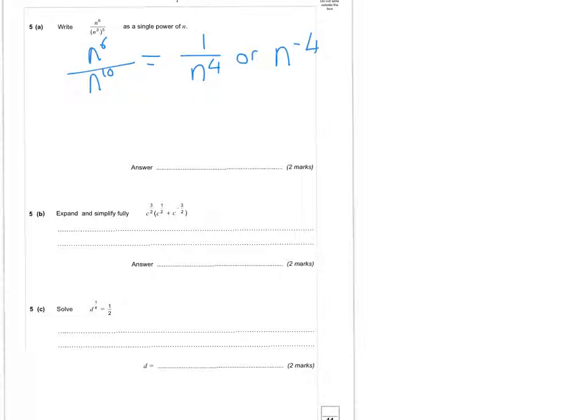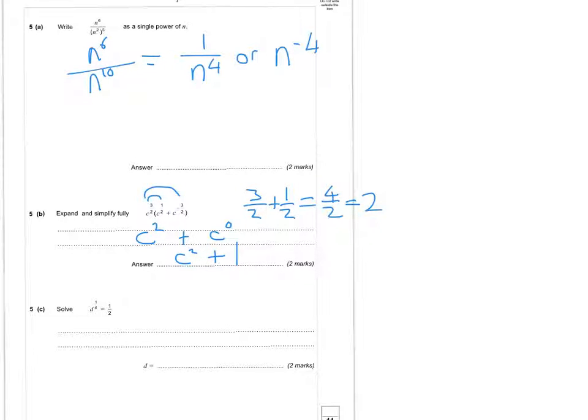Expand and simplify fully. Okay, so when we multiply, we add powers. So we've got 3 over 2 plus 1 over 2. So that is 4 over 2, which is equal to 2. So that's c squared plus 3 over 2 minus 3 over 2 is 0. C to the 0. So that is c squared plus 1.